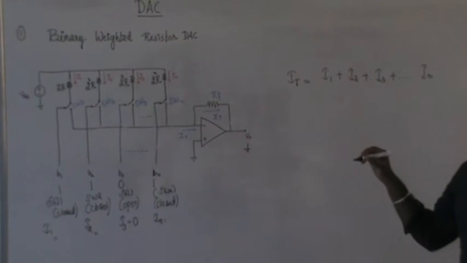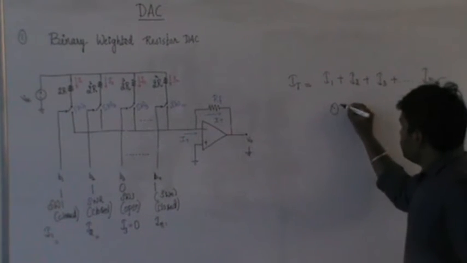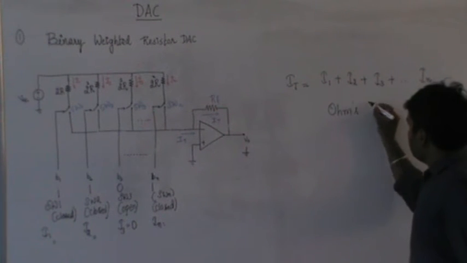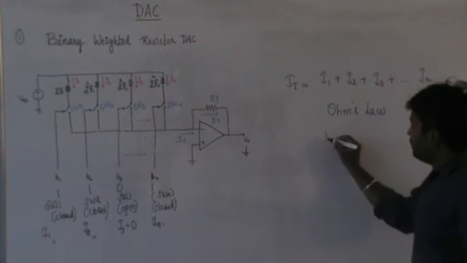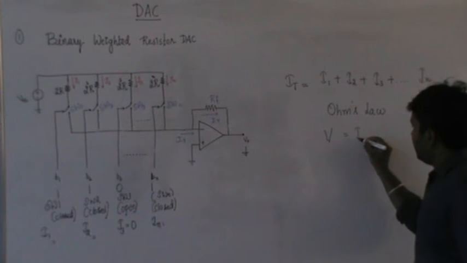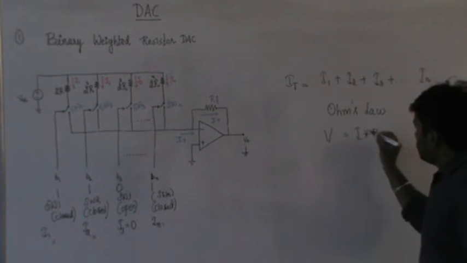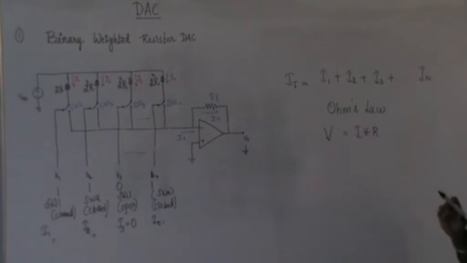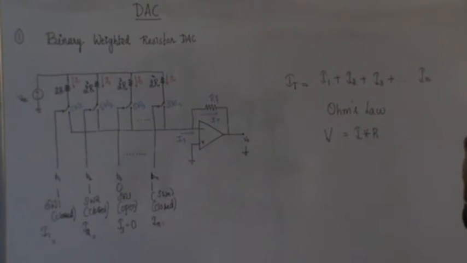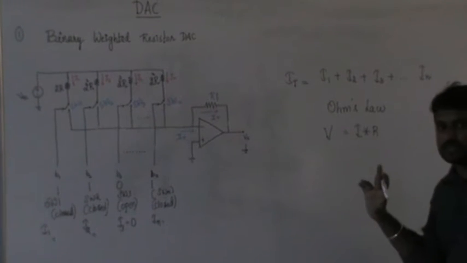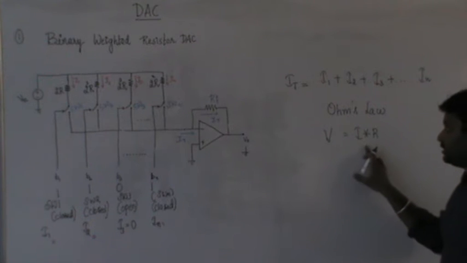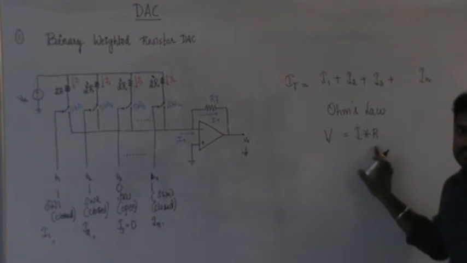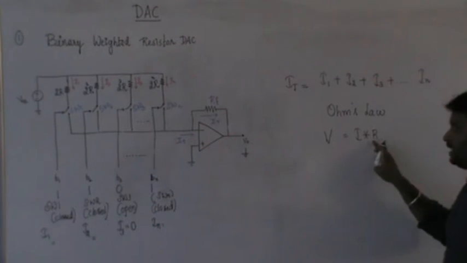Now we shall understand what is meant by Ohm's law. So Ohm's law is nothing but V is equal to I into R. The voltage across any electric element is directly written as current into resistor. So V is equal to IR.